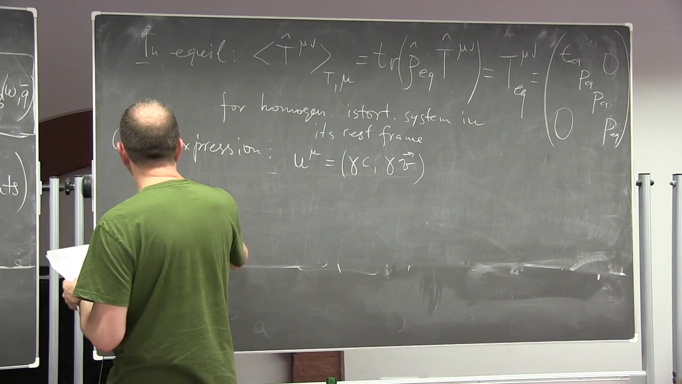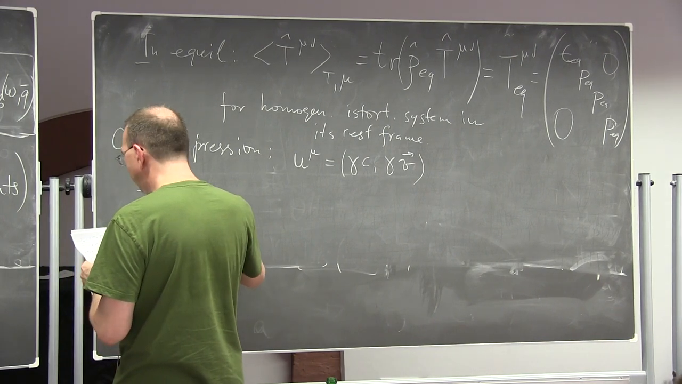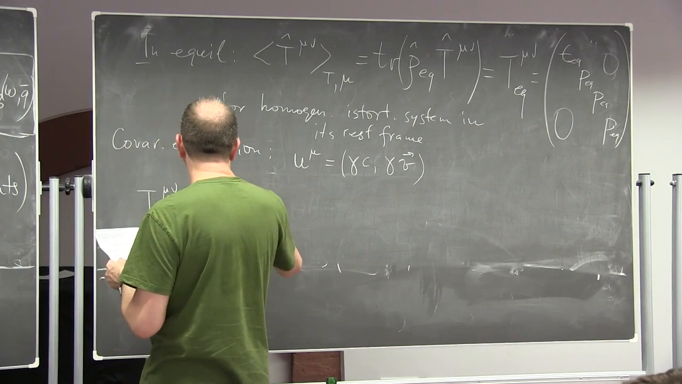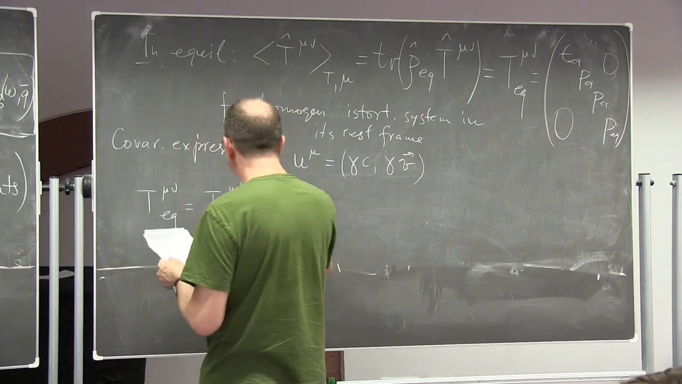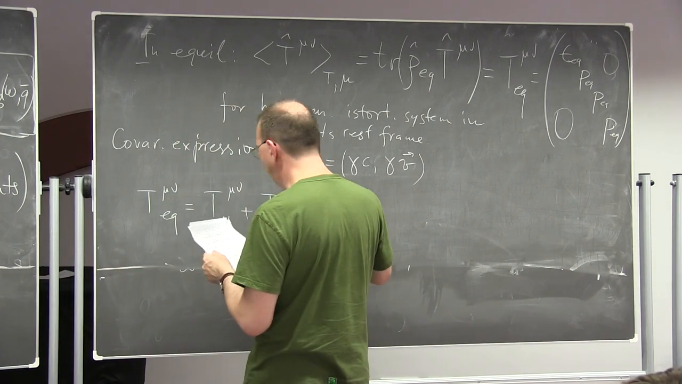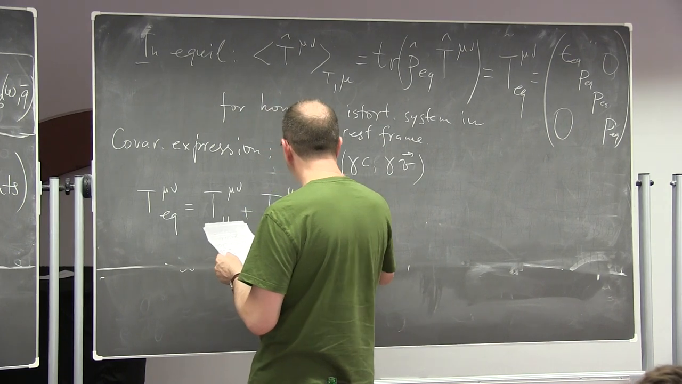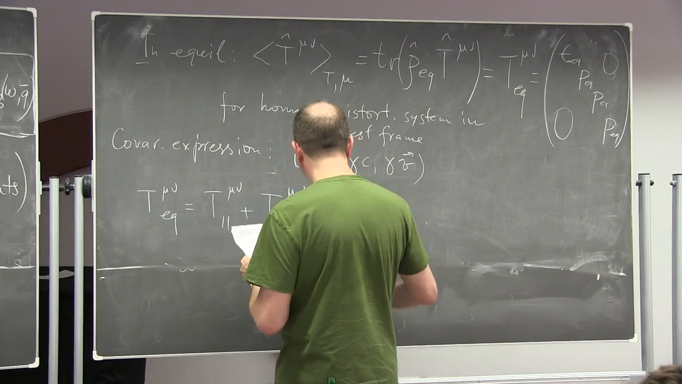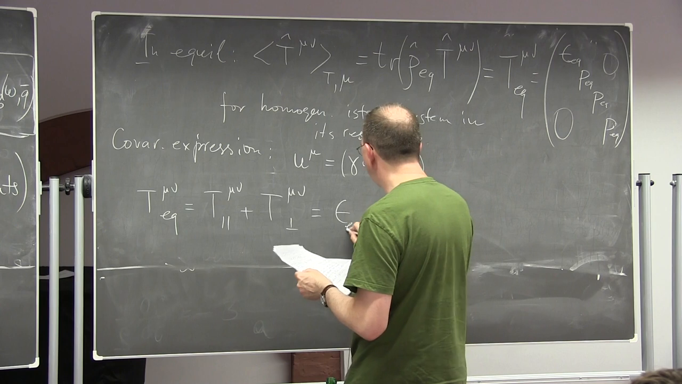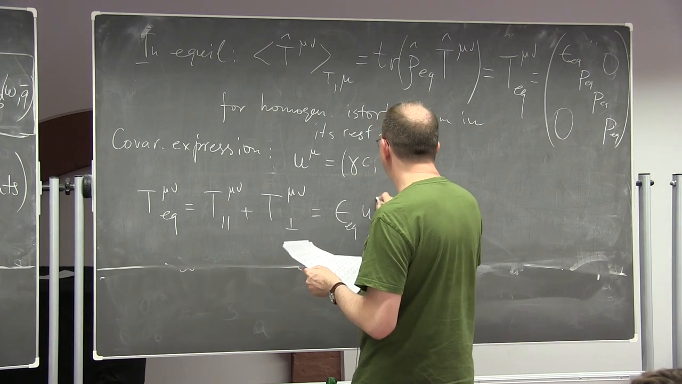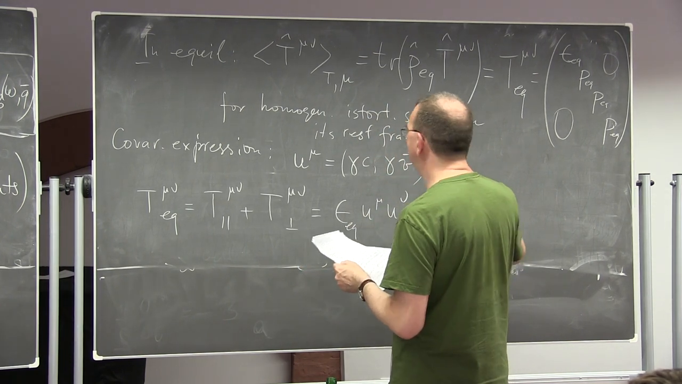Let me write it like this. T^{μν} equilibrium consists of two pieces. One of them is parallel to the velocity, so to speak, and the second one is perpendicular, and this is the equilibrium u^μ u^ν. So again, this is constant.